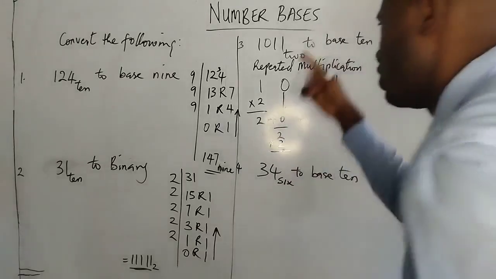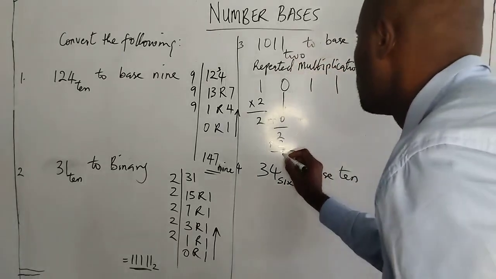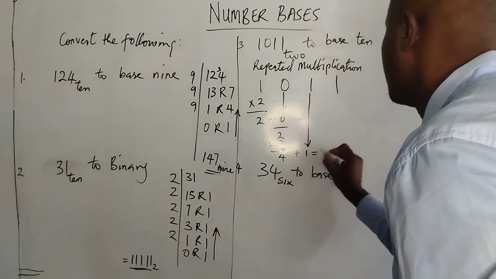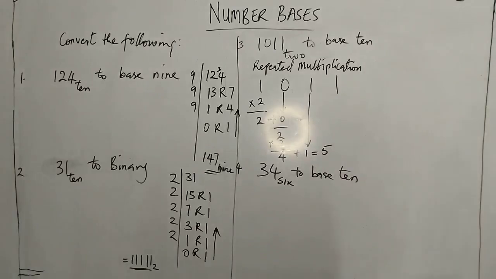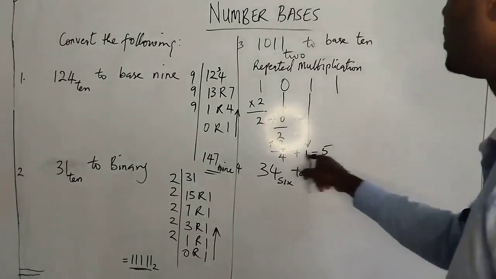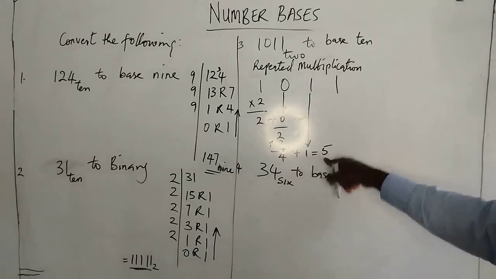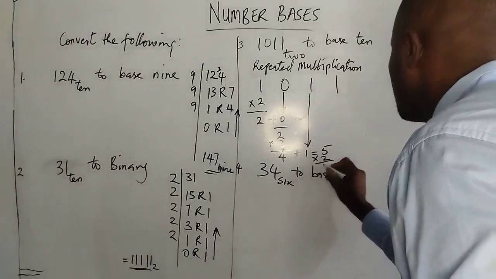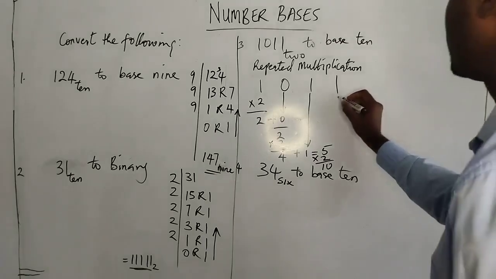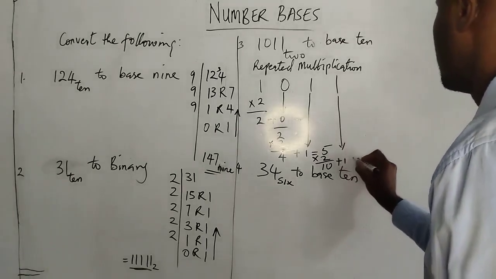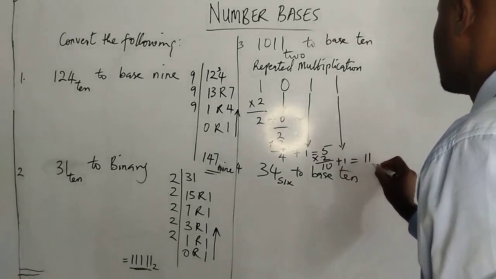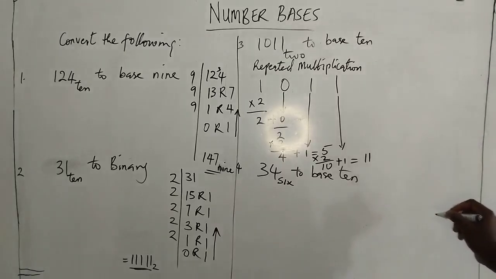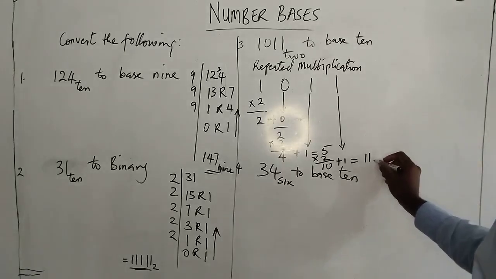Times 2 again, because the base is 2. 2 times 2 will give us 4. You bring down and add. It will give you 5. Should we multiply again? Yes, we still have a digit which we'll add. So times 2 again will give us 10. You bring down, and your final answer is 11 base 10.